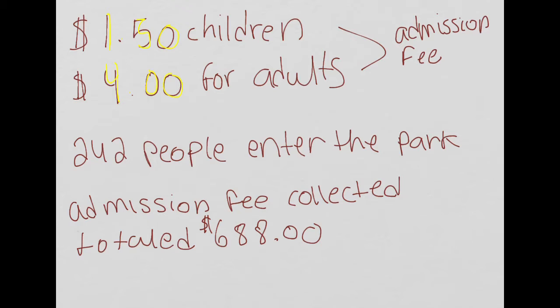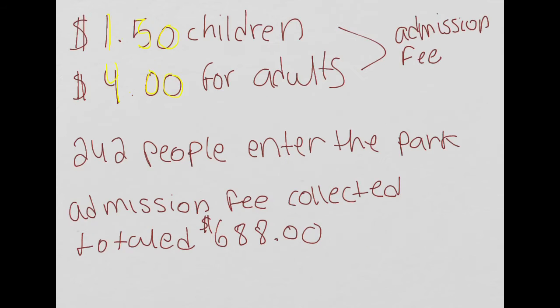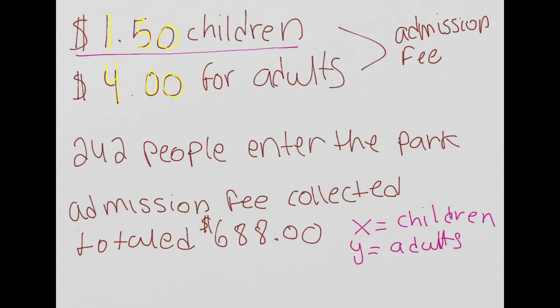The first thing we're going to need is to label what is going to be our x and what is going to be our y. Before we create the system of equations, let's label. I'm going to say that x is going to be the children. It's always good to label first so you can construct your linear equations. So x is going to be children, and y is going to refer to adults.